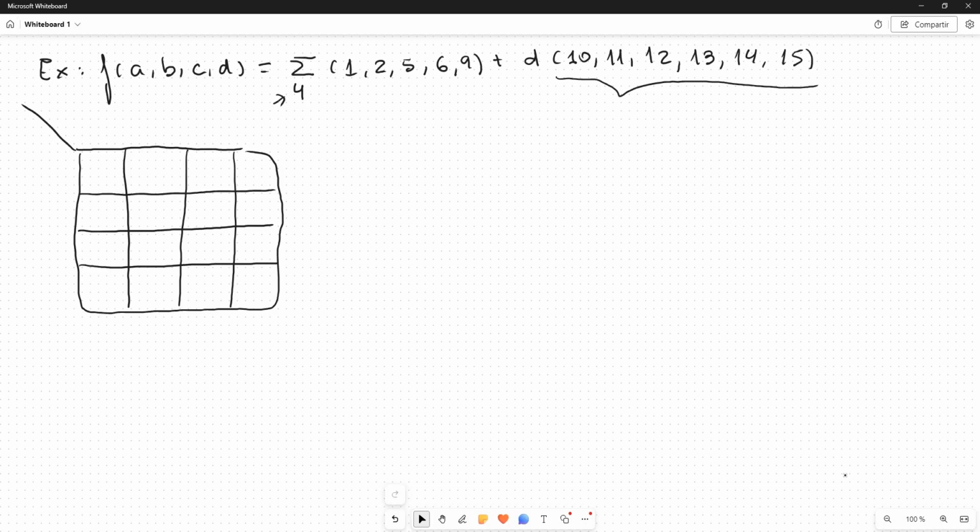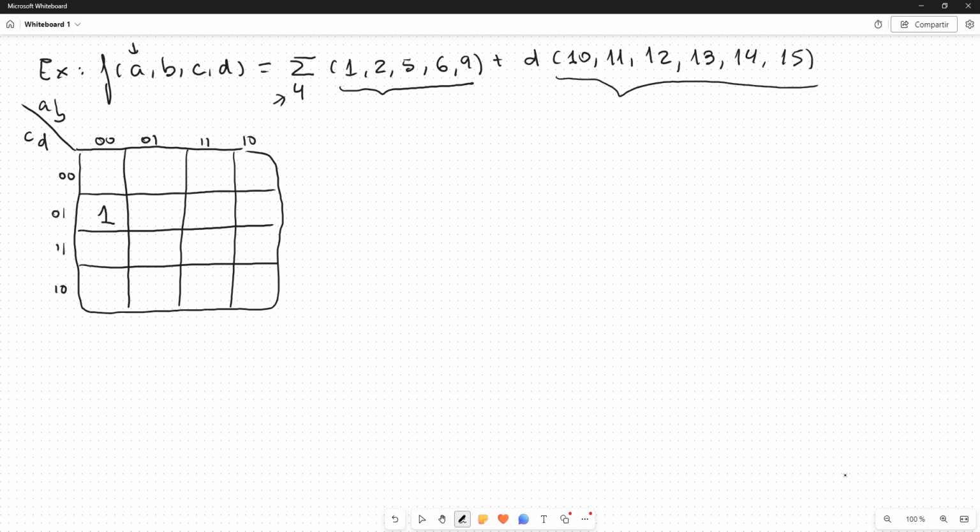So can we translate this into a Karnaugh map? Yes, of course. So we have a 4-variable Karnaugh map. We sort the rows and columns using Gray code, and we assign the variables starting with the most significant variable and following with the rest. And now we have ones in these minterms. So the minterm 1 is 0001. We have a 1 here.